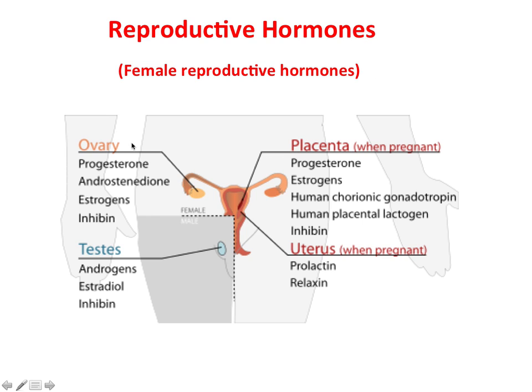Today I will discuss reproductive hormones, and first I will discuss female reproductive hormones. Here you can see the various reproductive organs like the ovary. The ovary can produce progesterone and estrogen, two important hormones, that is P and E. Then the placenta, during pregnancy, can produce progesterone, estrogen, and HCG, that is human chorionic gonadotropin. And the uterus during pregnancy produces prolactin and relaxin.